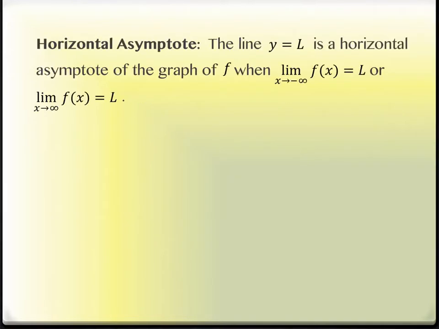Okay, horizontal asymptote. The line y equals L is a horizontal asymptote of the graph when, as x approaches negative infinity or x approaches infinity, f(x) is equal to L. You've seen horizontal asymptotes way back, somewhere in the middle of your mathematics in high school. You saw rational functions in particular, and you saw horizontal asymptotes. We'll draw more pictures, I promise. One more piece.